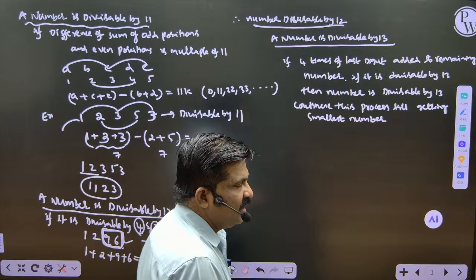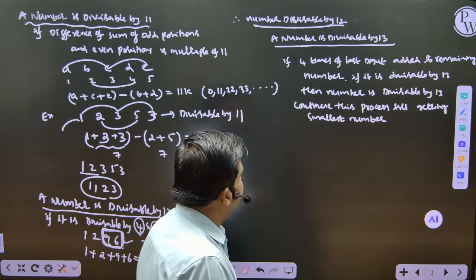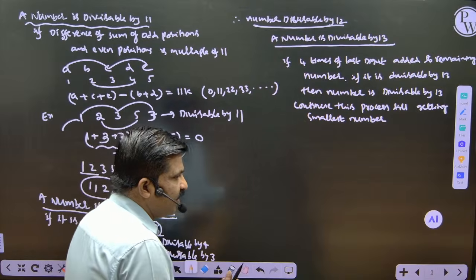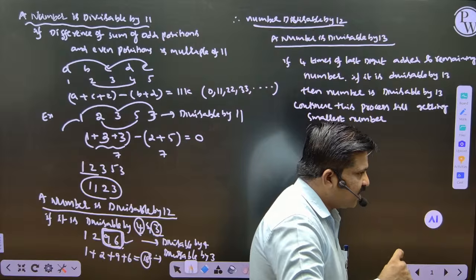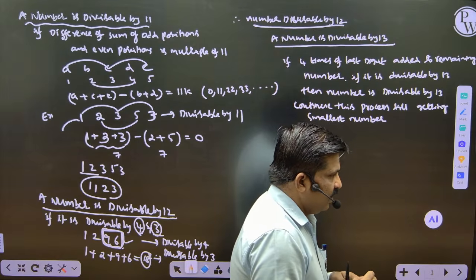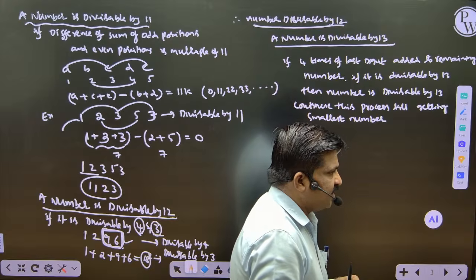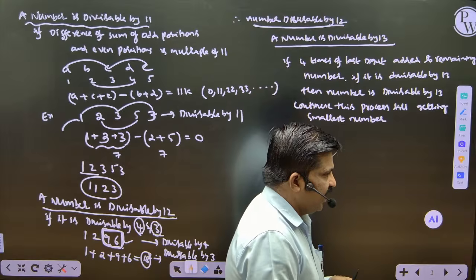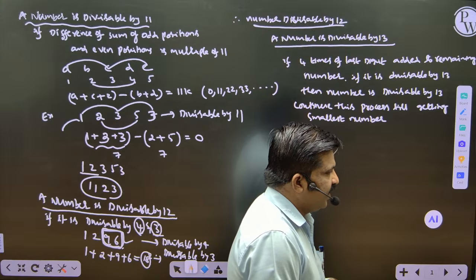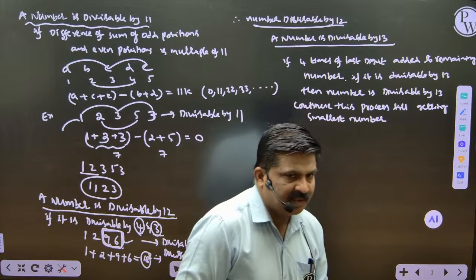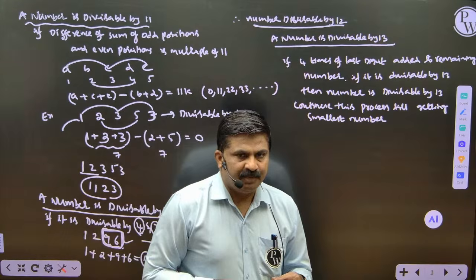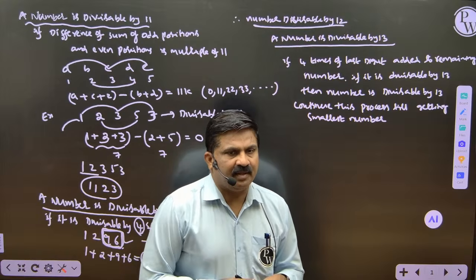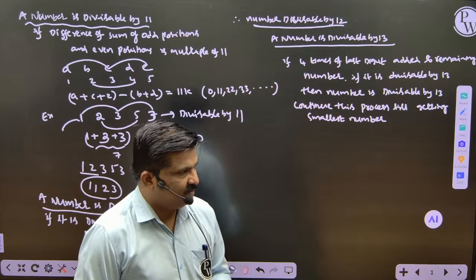Till getting which number? The smallest number. So how long do you continue this process? Till getting the smallest number. What is the process? Consider the last digit, take 4 times the last digit and add it to the remaining number. If that is divisible by 13, the whole number is divisible by 13. Continue the same process till getting the smallest number.